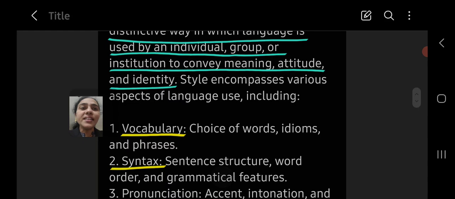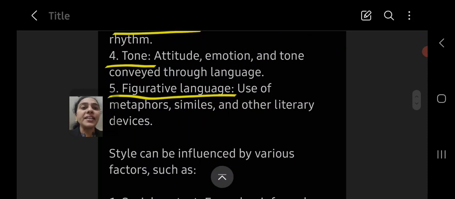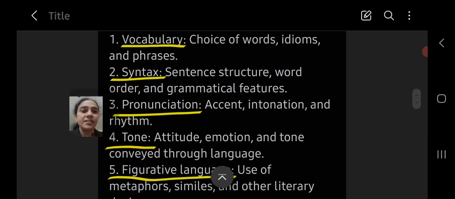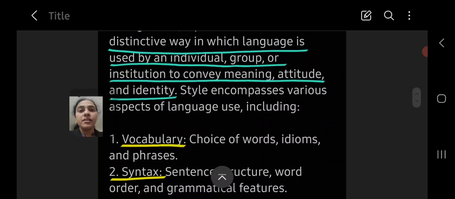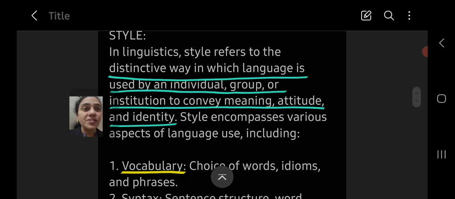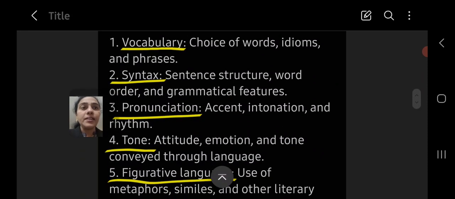Now, what are the various aspects which will be considered in order to determine the style of the language? Number one is vocabulary, say with me, syntax, pronunciation, tone, the figurative language. 5. Easy. I'll make it simple for you. So, if this question is asked, what are you supposed to write? You are supposed to write the definition of a style, what it includes, and the aspects on which it is based. It is based on 5 aspects. The vocabulary initially.